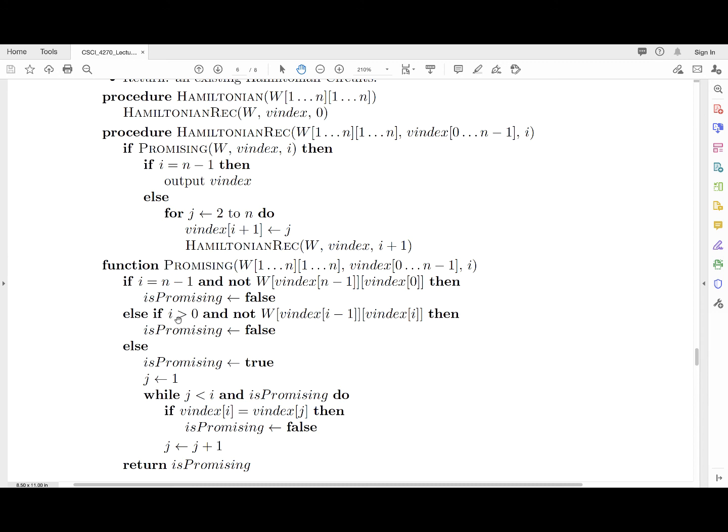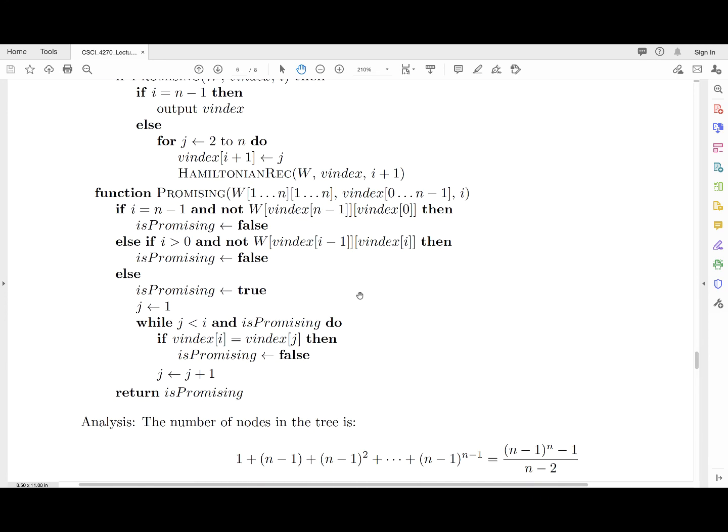So here, for example, you can see that let's say i is equal to 2, and the node can be, let's say, C. So the index at location i minus 1 can be B, and because B and C in our example were neighbors of each other, promising is true.